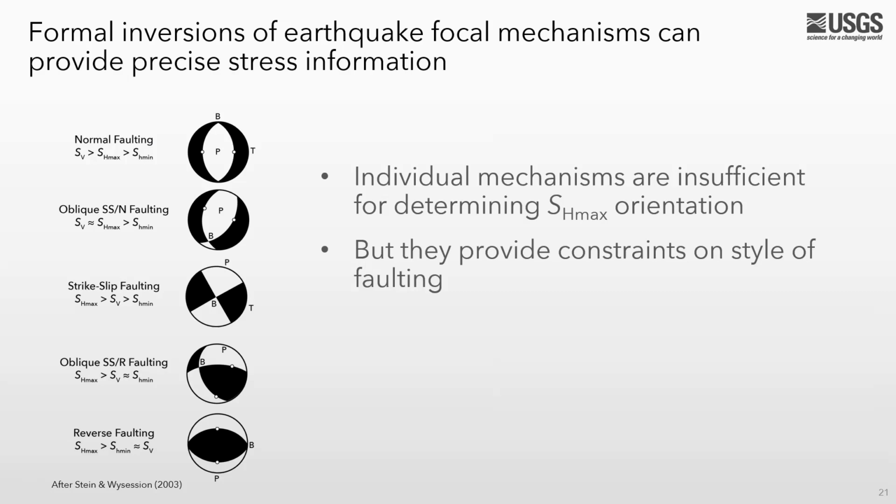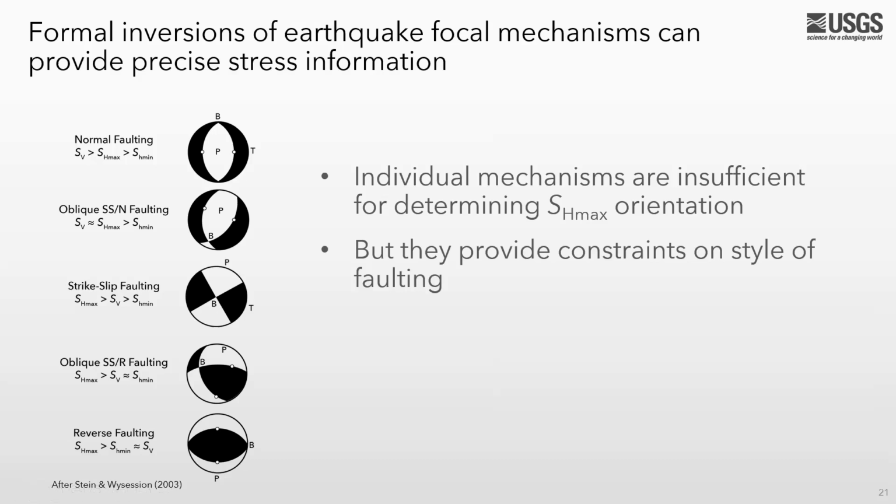But if you have, let's say, 30 of them or more, you can do an inversion and obtain an SHmax orientation and relative stress magnitudes, in some cases with very good precision and accuracy. And with individual mechanisms, although you can't get an SHmax orientation nicely, it does tell you something useful about the style of faulting. Are we in an area where there's normal faulting or strike slip faulting, or as I'll discuss in a minute, both happening in the same place? And so that's how we've approached mapping the relative stress magnitudes.